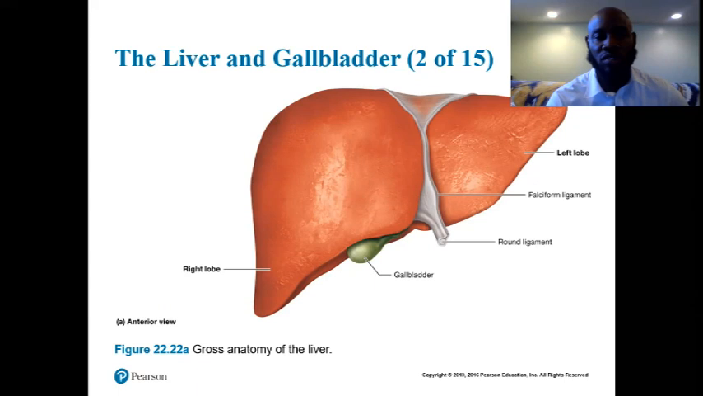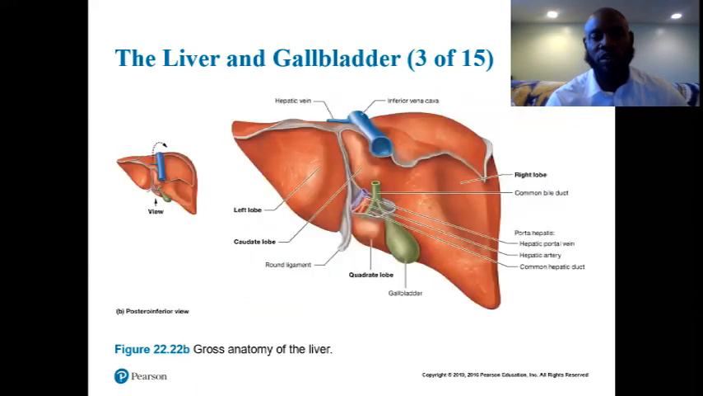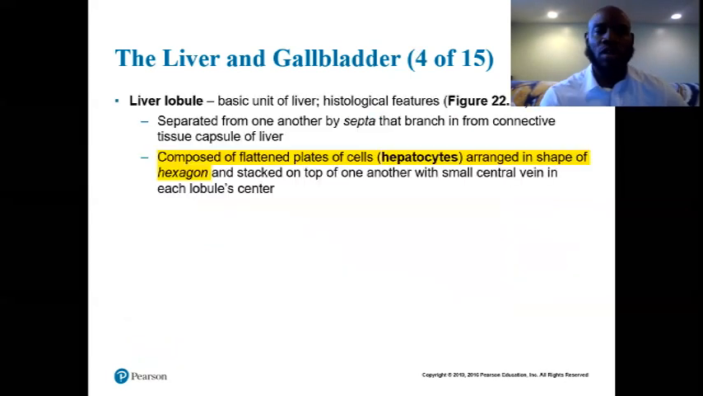You see the gallbladder, the round ligament from the umbilical cord. Flip it over, posterior. Quadrate lobe, gallbladder. Caudate lobe, right?